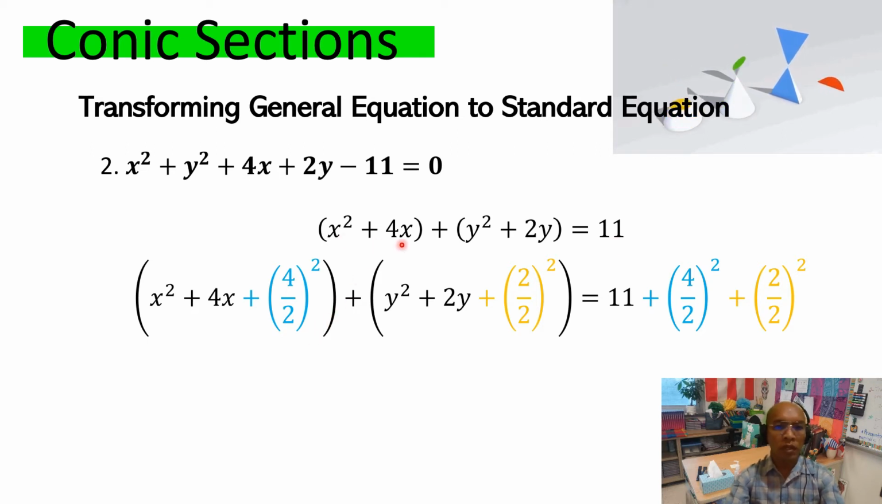Okay, so complete the square. By the way, before completing the square, make sure that the coefficient of the first term, or a, must be positive 1. So in this case, this is already positive 1.